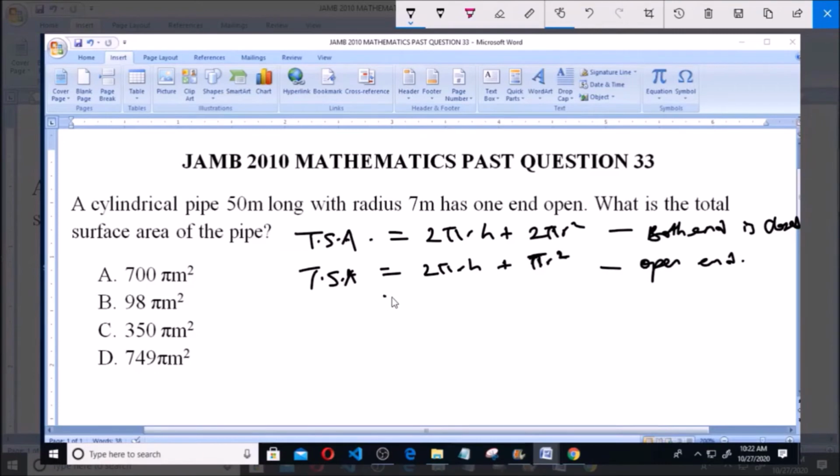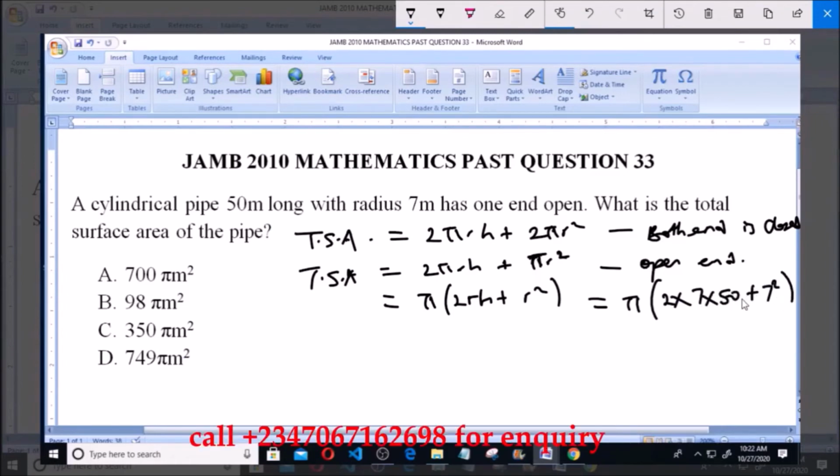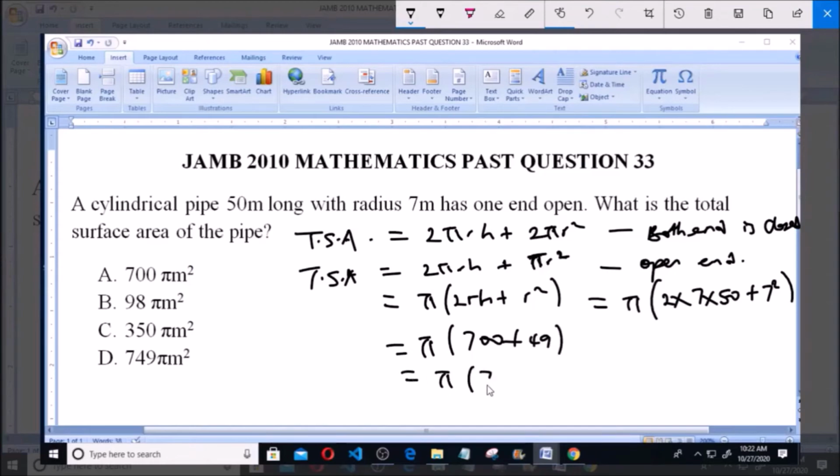Now we can write this formula as equal to pi into 2rh plus r square. So this will now be equal to pi into 2 multiplied by the radius, which is 7, and the height, which is 50, then plus 7 square. So this is equal to pi into 2 times 7 times 50, which gives us 700, plus 7 square, which gives us 49. So this is equal to pi into 749.